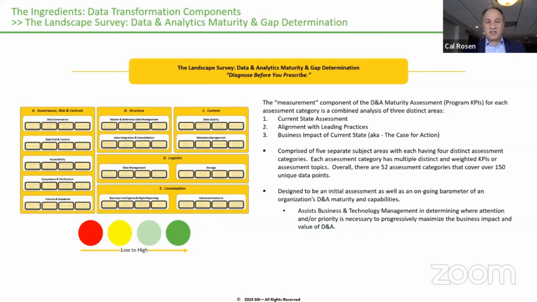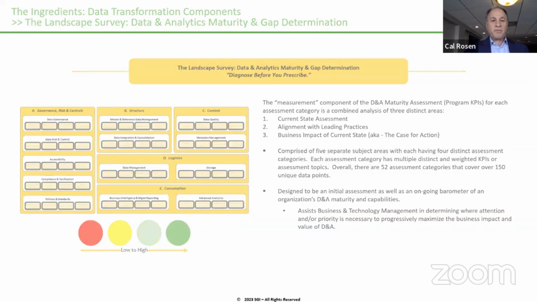The second visual is the second question, alignment with leading practices, and then so on to the business impact of the current state. And really what that's helping you to do is build a case for action. So what do we need to do? Where is the area of greatest opportunity relative to each of these dimensions as we proceed?